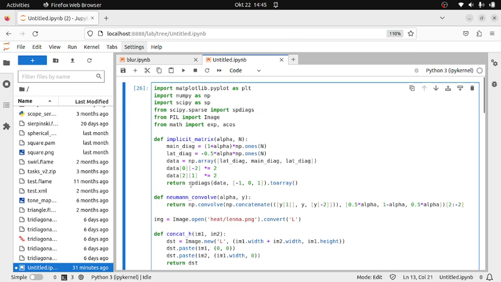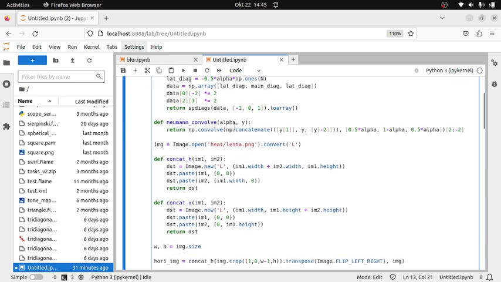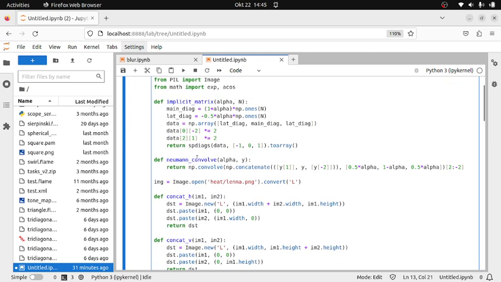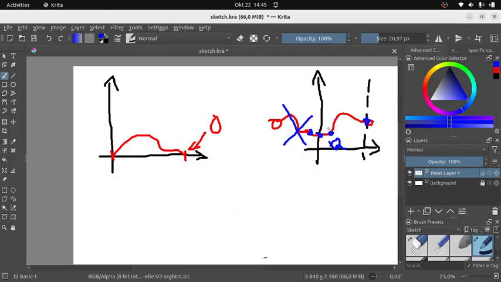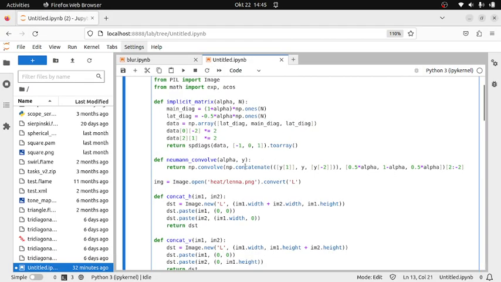And then this is just the scipy command to construct the matrix. And now our convolution, if you remember before, our convolution was with 0 on the border. But now for Neumann boundary conditions, we are adding these y1 and y minus 2 terms here to implement this in the convolution, to set up Neumann boundary conditions.